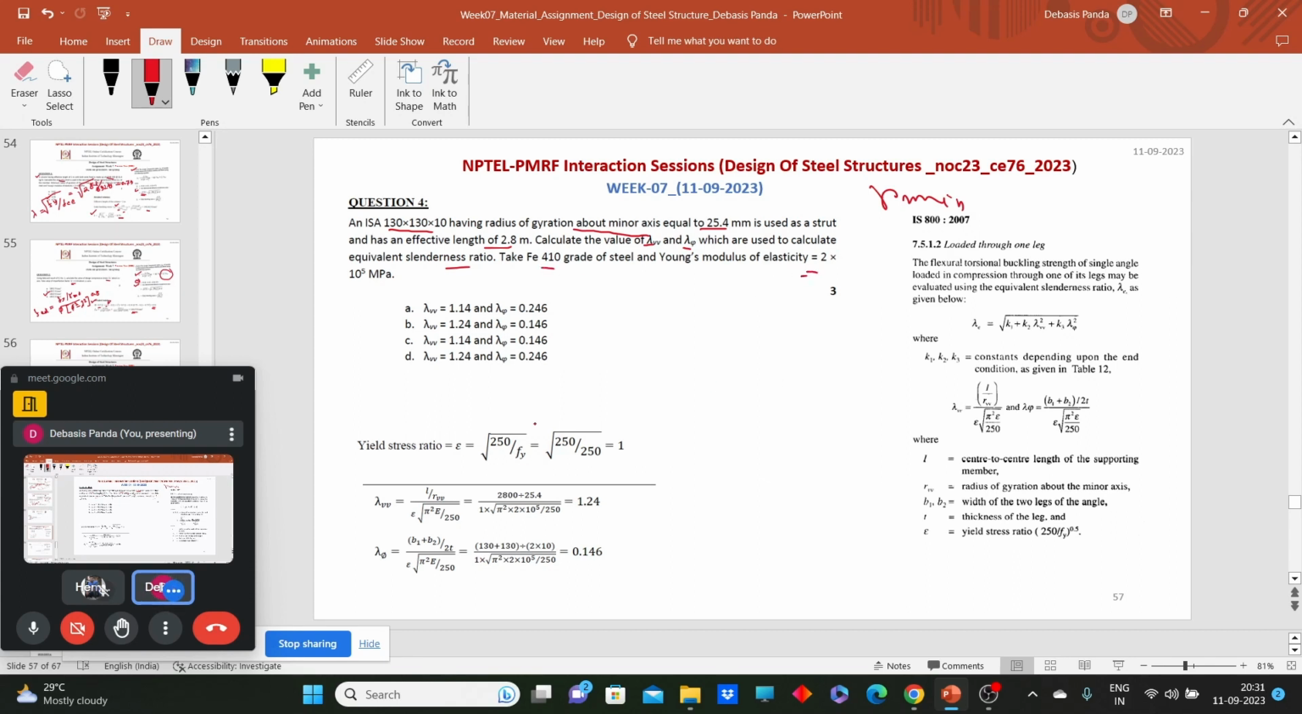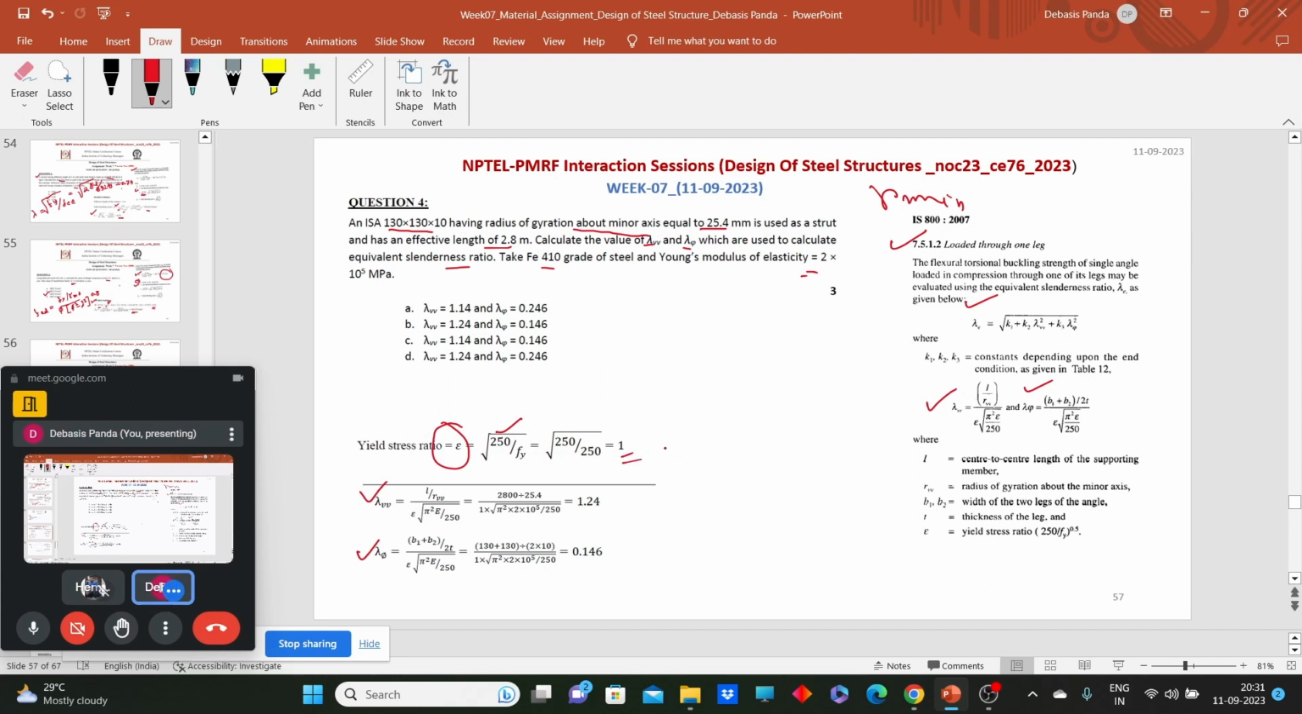To calculate lambda VV and lambda phi, first we need to calculate the yield strength ratio. Here in clause 7.5.1.2, all the equations are provided. Lambda equivalent is calculated using this equation, and lambda VV and lambda phi we can calculate by this. So first let's calculate the yield strength ratio. What is the yield strength ratio? Under root of 250 by Fy. So that comes as 1.